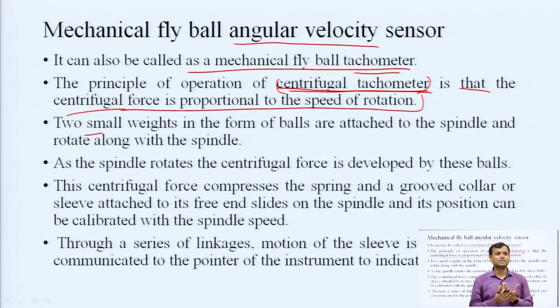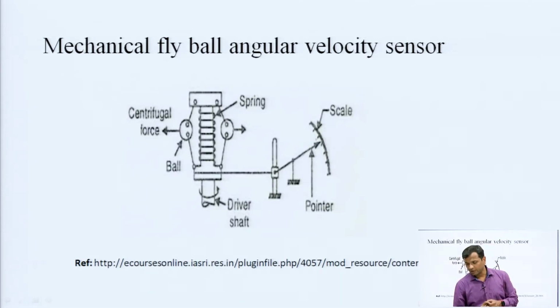As the spindle rotates, the centrifugal force is developed by these balls. This centrifugal force compresses the spring, and the collar or sleeve attached to its free end slides on the spindle, and its position can be calibrated with the spindle speed. Through a series of linkages, the motion of the sleeve is amplified and communicated to the pointer of the instrument to indicate its speed. So, we will see the basic arrangement. This is the basic working of the mechanical fly ball angular velocity sensor.